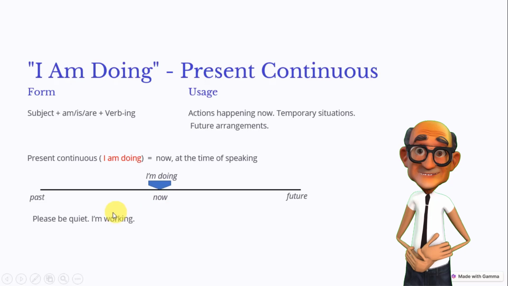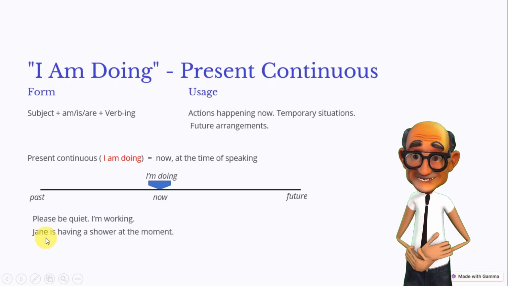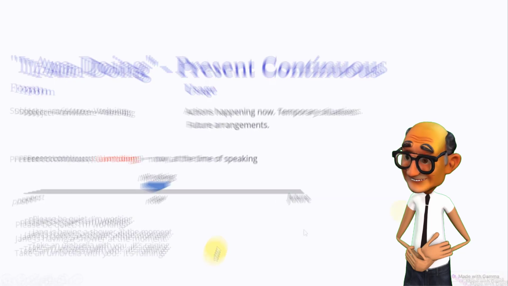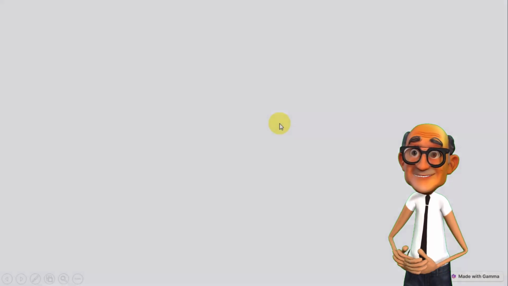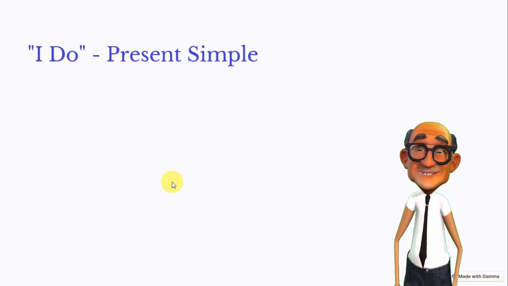Righto. For instance, example: please be quiet, I'm working. Jane is having a shower at the moment. Take an umbrella with you, it's raining. Guys, please take note of the pronunciation, practice it, and as I always say, practice makes perfect. Okie dokie, let's continue. I do, present simple.